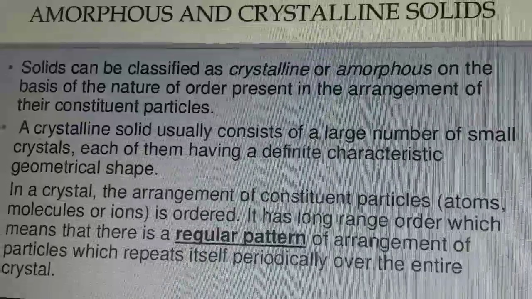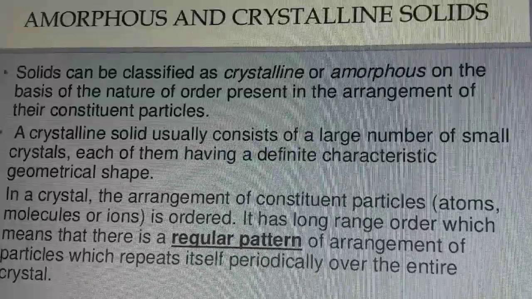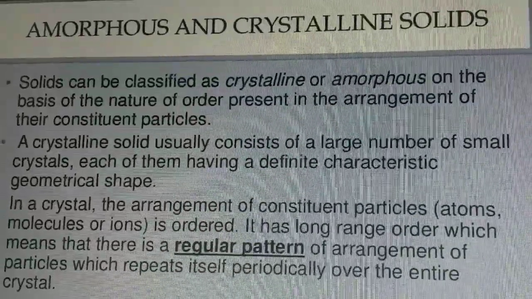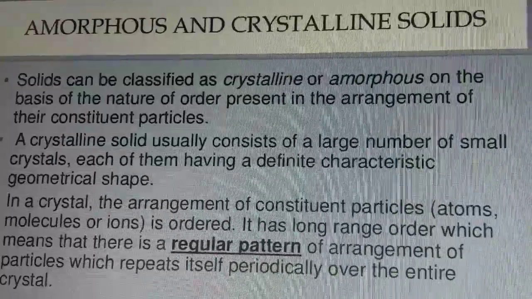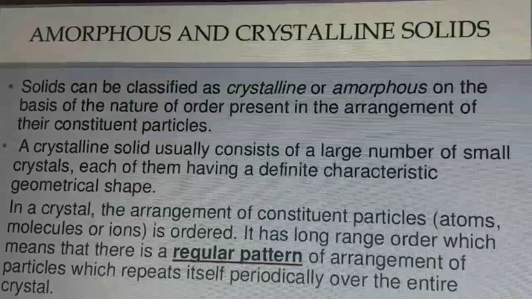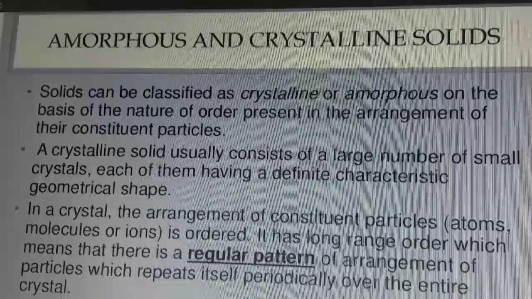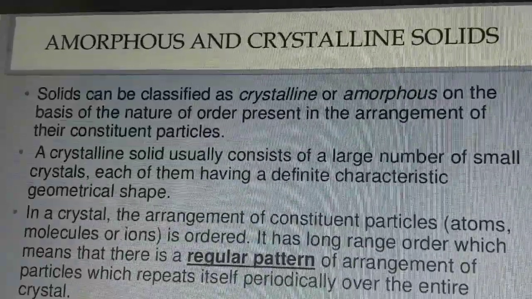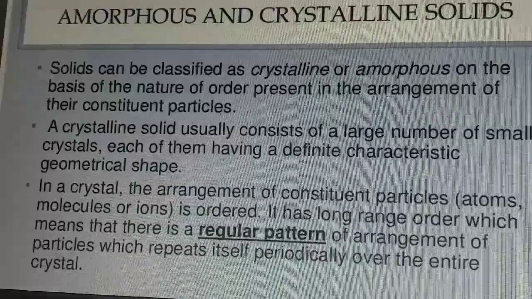And in a crystal, the arrangement of constituent particles is ordered. Ordered means you can see a regular pattern of arrangement of particles in the crystal. For example, take sodium chloride, which is an ionic solid, as you know very well. I used to tell in the class that whenever we write the formula for our table salt, we should not say NaCl, we should say Na+ Cl-, because it is an ionic solid.